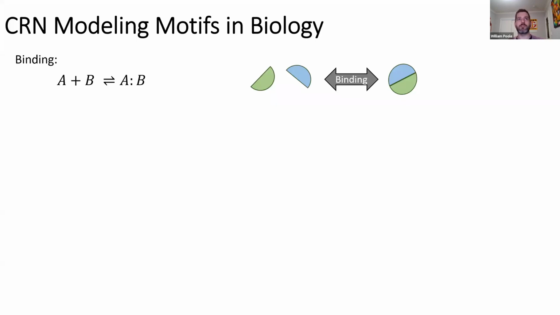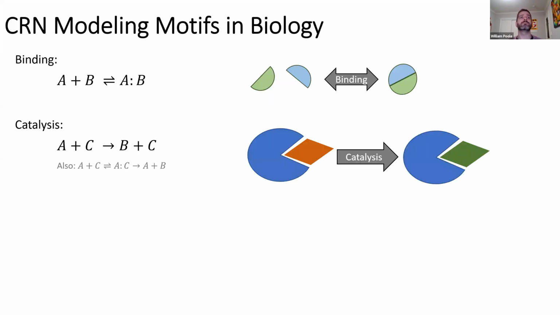And I wrote this as a reversible chemical reaction on the left. And on the right, I sort of have a little picture of what that might look like, where the half circles come together to form a full circle. And this is a motif that you'll see throughout the talk, that we often have things that bind together, and this is how I represent it.